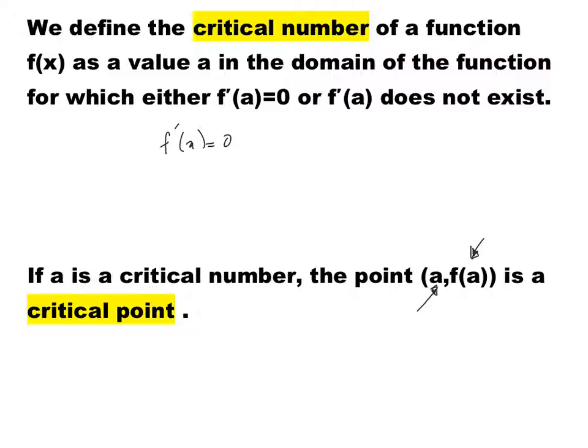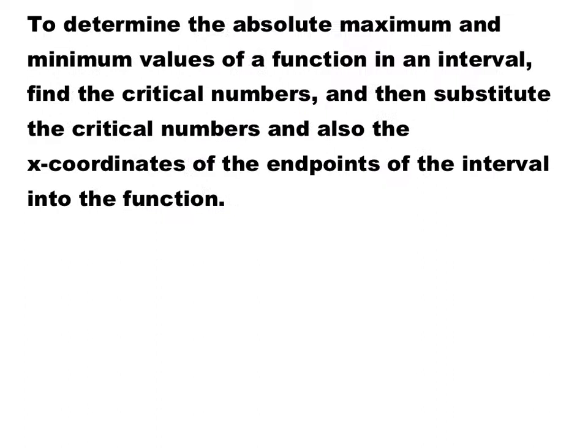This ordered pair, we call it a critical point. As I mentioned before, to find the absolute maximum and minimum value of a function on a given interval, what we have to do is find f prime of x, make it equal to 0, and then find all the zeros of f prime. And also, we have to find the endpoints of the domain.